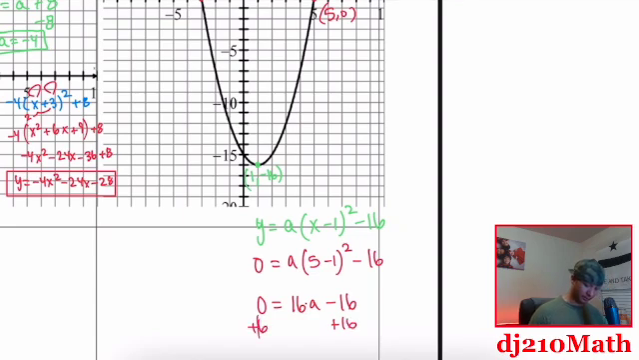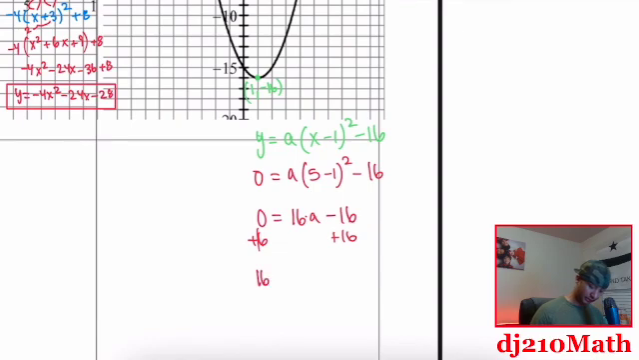This is nice because look what's about to happen. This is 16a. Divide both sides. A is equal to 1. Love it when that happens. 1.